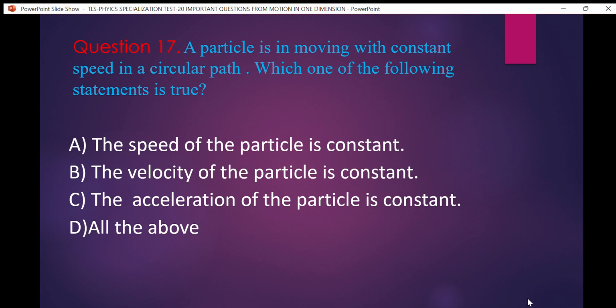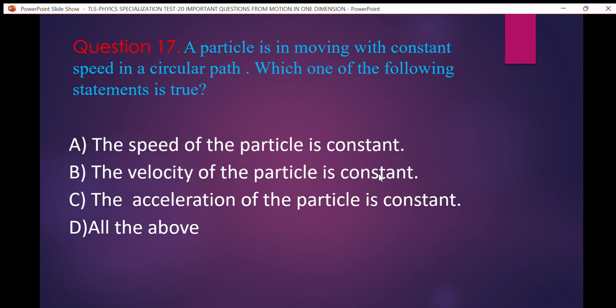The particle is moving with a constant speed in a circular path. It has uniform motion while moving in a circular path, so the speed of the particle is constant. Uniform motion means with a constant speed, the speed remains constant. Of course, option A is correct. Now, is the velocity of the particle constant?